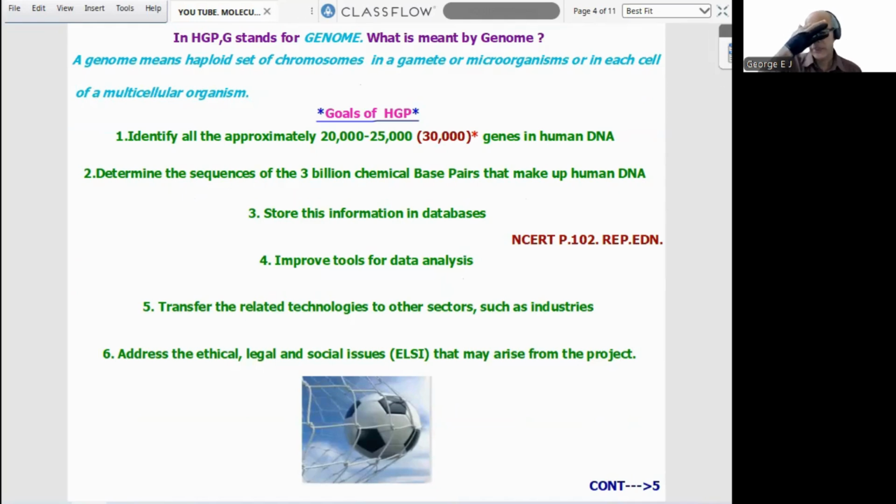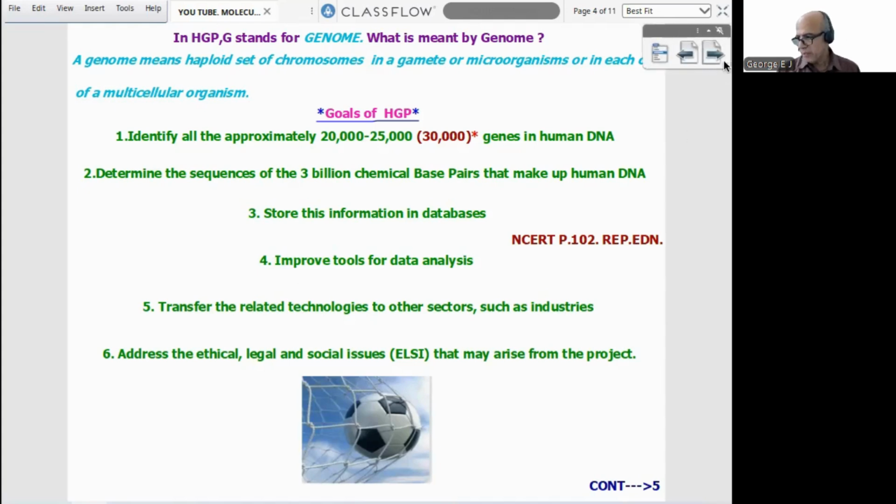It's a theoretical aspect. Many aims and goals are there. Identify all the approximately 20,000 to 25,000, almost around 30,000 genes in human DNA, the valid genes, and determine the sequences of the 3 billion chemical base pairs that make up human DNA. Then store this information in a database, and only then can we analyze it. Improve tools for data analysis. Transfer the related technology to other sectors such as industries. Address the ethical, legal, and social issues, otherwise called ELSI, that may arise from the project. So these are some basic aims and goals of Human Genome Project.